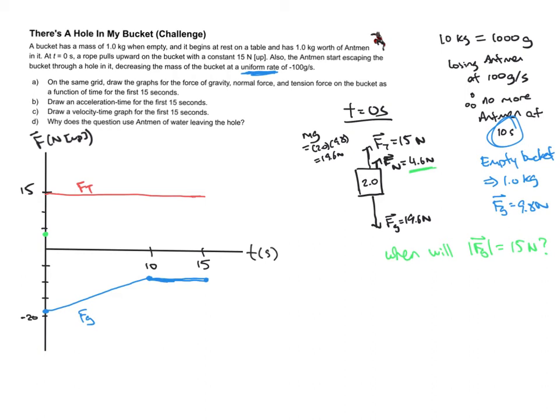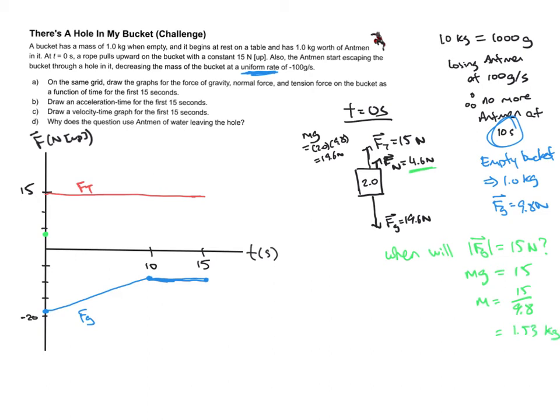Well, that's going to happen when mg equals 15. And that's going to happen when the mass is equal to 15 divided by 9.8, which is 1.53 kilograms.